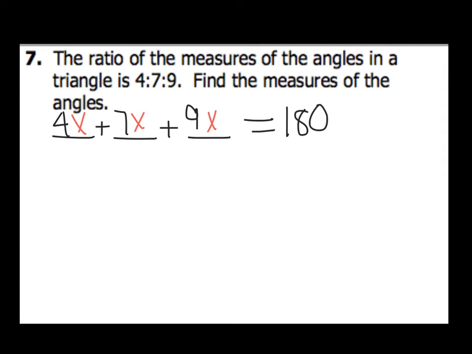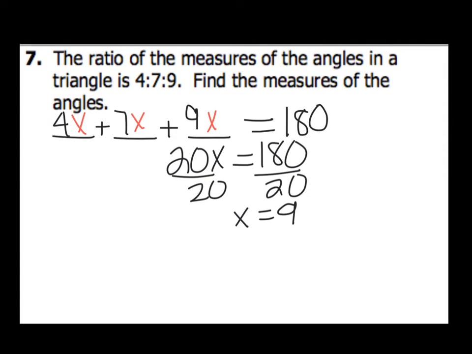Let's go ahead and solve. So when we solve, we get x is equal to 9. We always go back and make sure we read the question, find the measures of the angles, because we want to know what they want us to do. They want the measures of the angles, and so the angles are 9 times 4, 36 degrees, 7 times 9, 63 degrees, and 9 times 9, 81 degrees. So these are the measures of the angles.